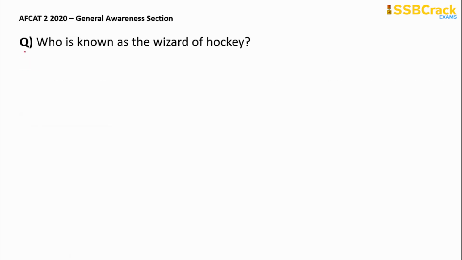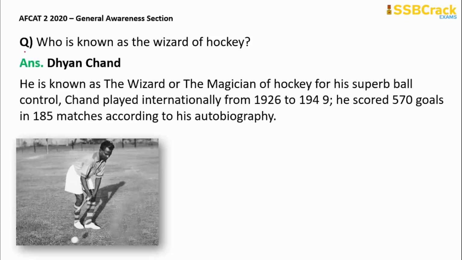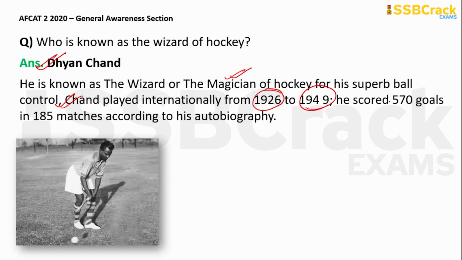Next question, who is known as Wizard of Hockey? Again, a question from sports. The correct answer is Dhyan Chand ji. He is also known as the Magician of Hockey for his superb ball control. Dhyan Chand played internationally from 1926 to 1949, and he scored 570 goals in 185 matches according to his autobiography. So the correct answer is Dhyan Chand.